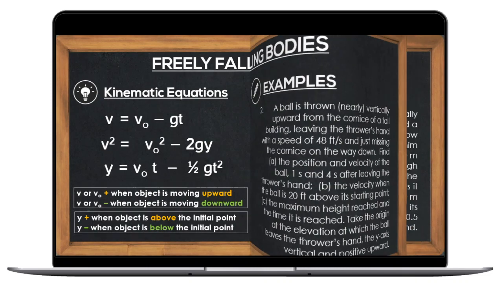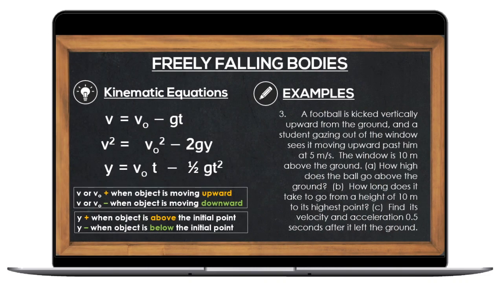Problem number 3. A football is kicked vertically upward from the ground, and a student gazing out of the window sees it moving upward past him at 5 meters per second. So, kunyari, merong supernatural characteristic si student para ma-measure niya yung ball na dumaan sa kanya at 5 meters per second. So, the window is 10 meters above the ground.